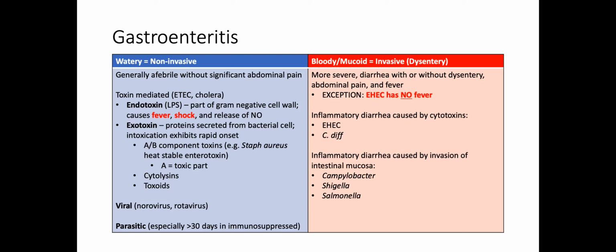So bloody diarrhea is usually more severe, and it has, with or without dysentery, abdominal pain and fever. The only exception here, and it's what I would remember, is EHEC, which does not have a fever, but it is an inflammatory diarrhea caused by a cytotoxin, and also C. diff. Inflammatory diarrhea caused by an invasion of intestinal mucosa would be like Campylobacter, Shigella, and Salmonella.